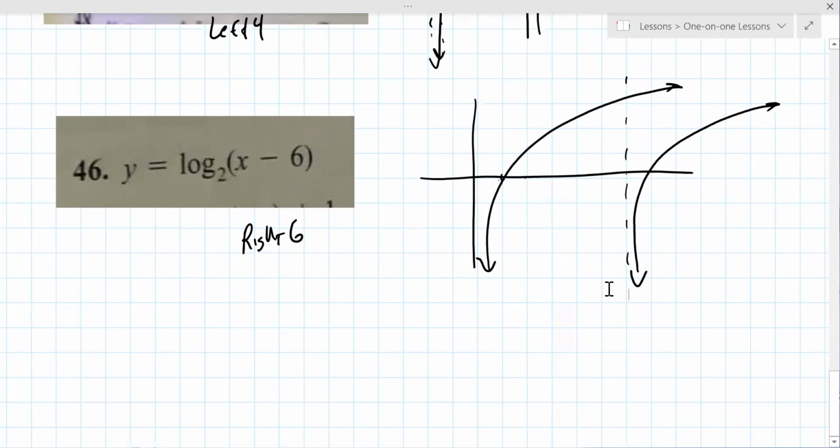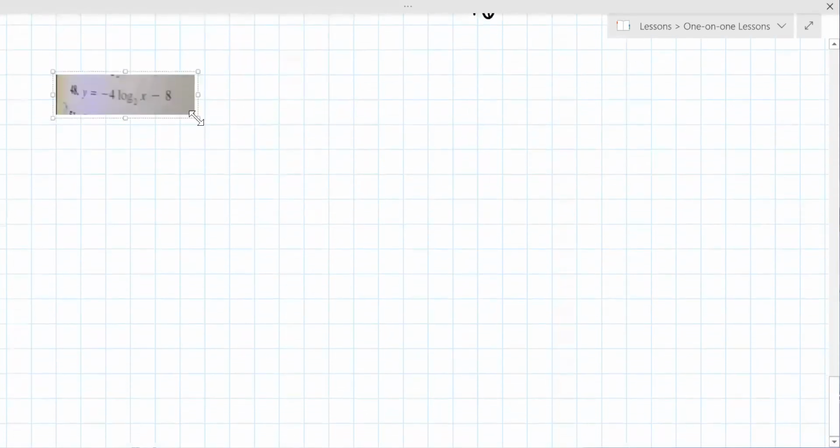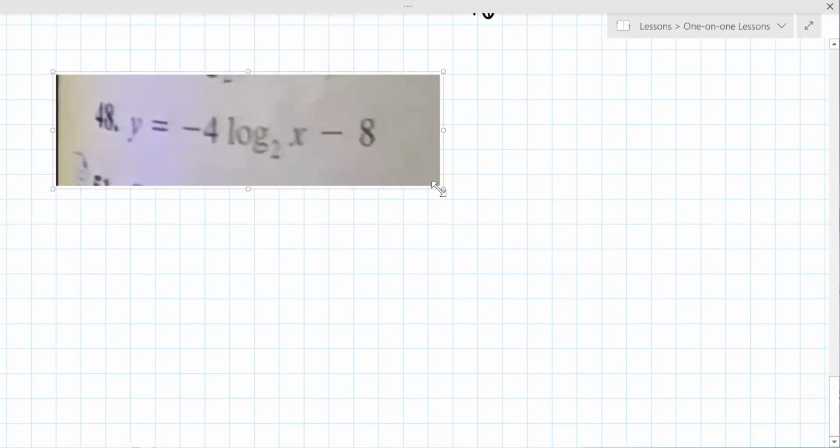All right. Next is 48 and 50. All right, 48. So this one has a few more things going on. It doesn't just have one transformation; it's got 3. So this is 1, this is 2, and this is 3 here.